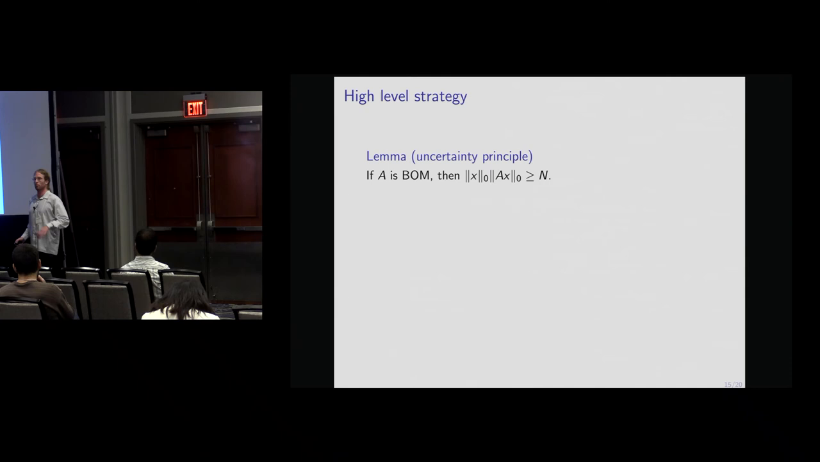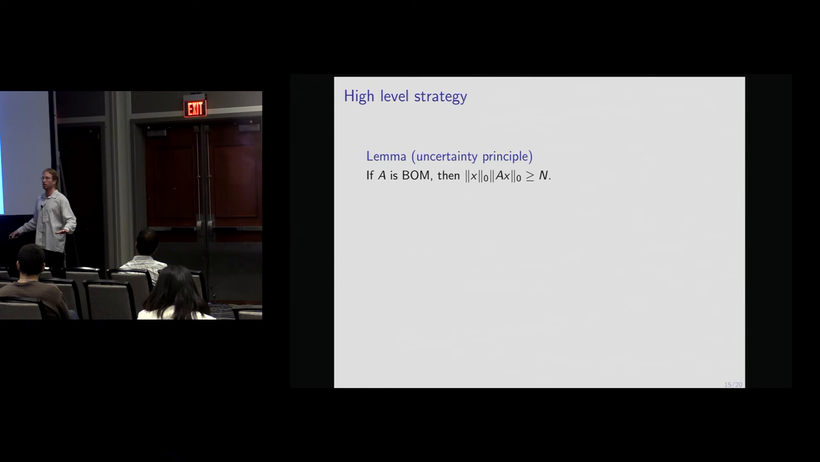It just states that whenever I have a bounded orthonormal matrix, the sparsity of any vector times the sparsity of its image is at least capital N. So you can't have both the vector and its Fourier transform be very sparse. We are not going to use this fact in this talk, but in order to understand what's happening, we need to have this fact in mind.